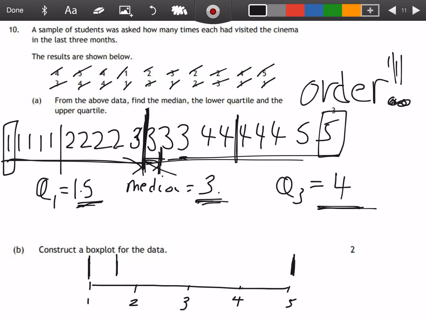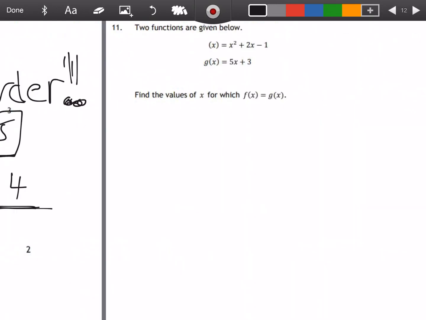1.5, halfway between 1 and 2, that's not bad for 3 and 4. Now these 3 statistics that we've just worked out, we draw this box around them. So that's 1.5, 3 and 4, and the highest and lowest get connected at the end like this. And that's the box plot. Okay, it's probably been a while since you saw one of them.